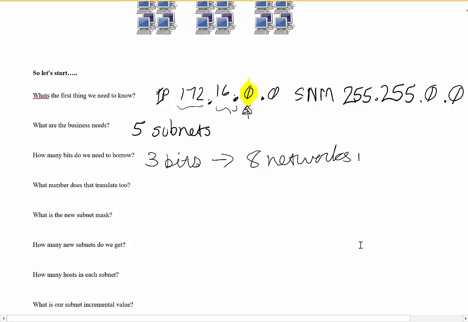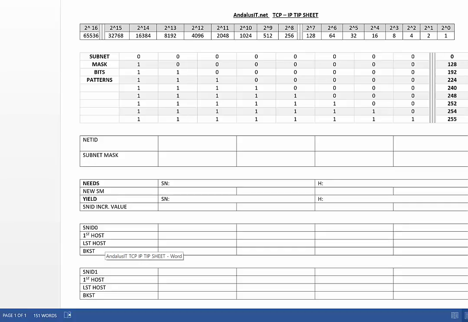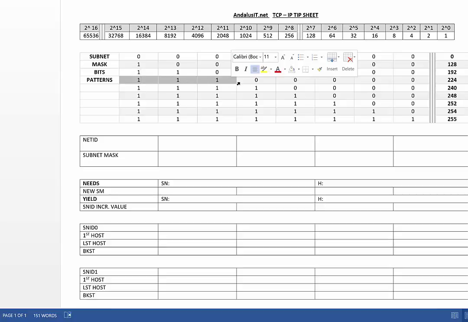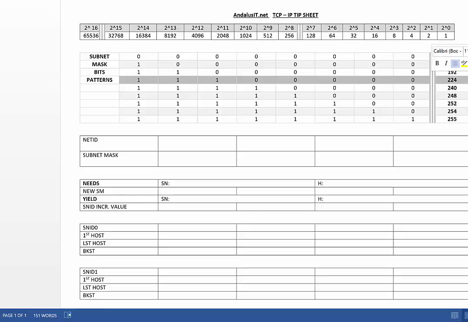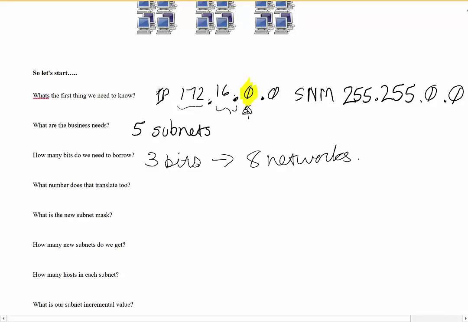All right, so if I'm borrowing 3 bits, what subnet mask number does that come out to? I'm using my subnet mask bit patterns table, which is the second table on my TCP/IP cheat sheet. That's 1 bit, that's 2 bits, this is 3 bits. This column right here, I'm borrowing 3 bits. The rest of these are going to stay as zeros. So 1, 2, 3, 0, 0, 0, 0, 0. That comes out to 224. So 3 bits translates into 224.